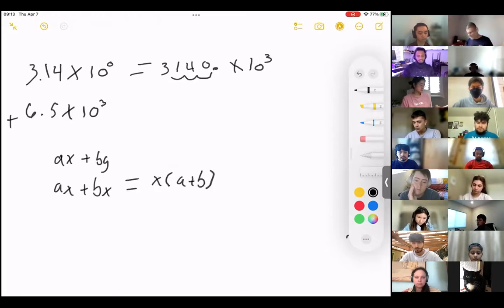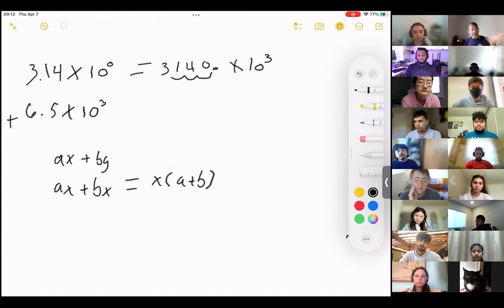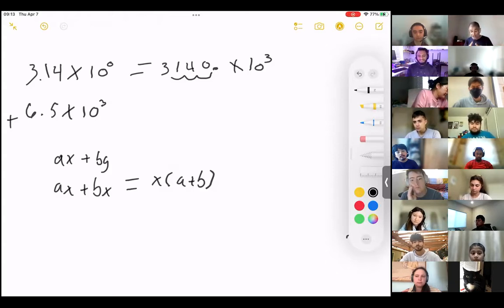Is everybody okay with this? It's algebra, isn't it? It's basic algebra. So is everybody okay with this? So now we have 3.14 times some number, 6.5 times another number. We want to get at least one of those numbers the same. Obviously, we can't change the 3.14 because then the value will change. The one thing we can change is the 10 to the thing.